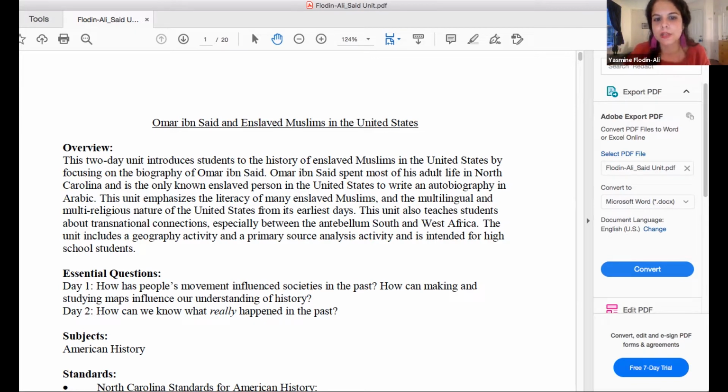This unit emphasizes the literacy of many enslaved Muslims and the multilingual and multi-religious nature of the United States from its earliest days. This unit also teaches students about transnational connections, especially between the antebellum South and West Africa.